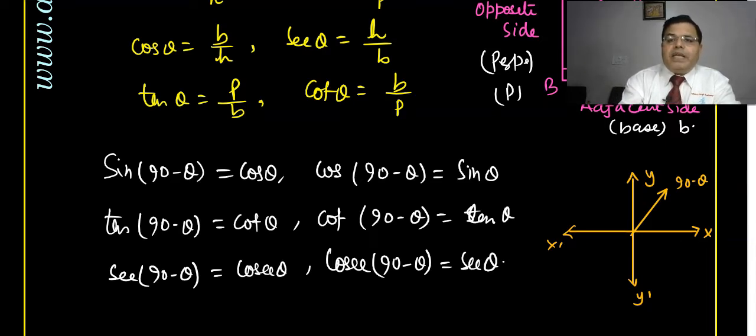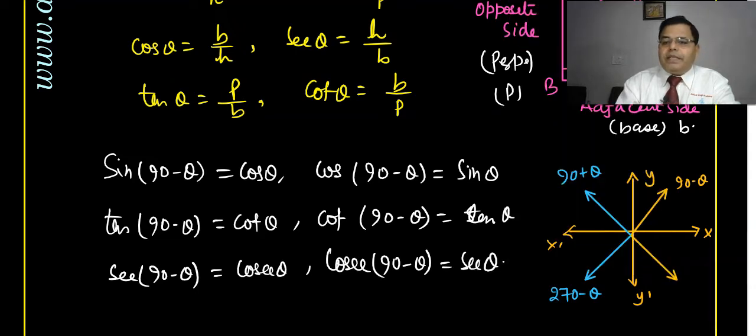Say if it is more than 90 degree, then what will happen? In more than 90, this angle lies in second quadrant. And in second quadrant, 90 plus theta lies. Similarly, 270 minus theta, the angle starts from here and comes to this, then it will be 270. But less than 270, 270 minus theta will lie in third quadrant. So 270 minus theta lies in third quadrant. And again, if I am writing 270 plus theta, then it will be in fourth quadrant.